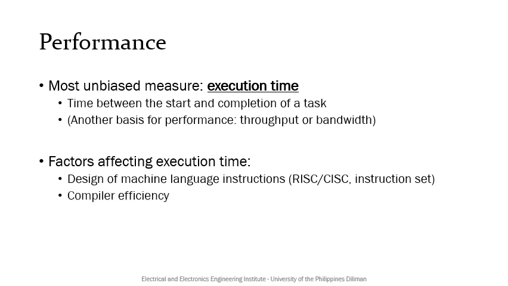Next is the compiler efficiency. The same high-level language program may be compiled into different assembly language programs when using different compilers. Thus, the actual instructions that the processor executes may be different and execution time may be different.